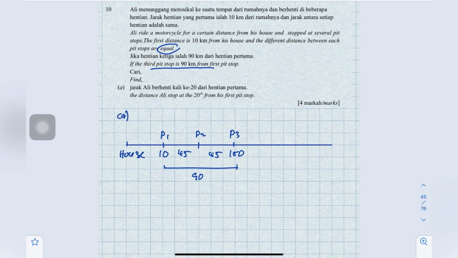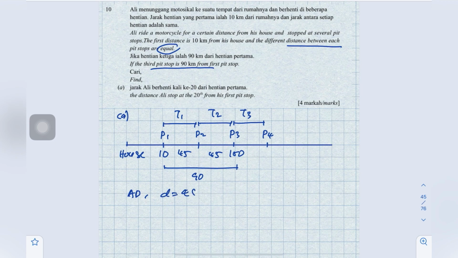Okay, so then we can create a progression here. This one is T1, this one T2. Then we can predict P4 is the same because just now he said the distance between each pit stop are equal. So they are all the same. So this one is T3 and so on. So this is an AP with D equals 45. So the first term is 45 as well. A is 45. Same. Okay.